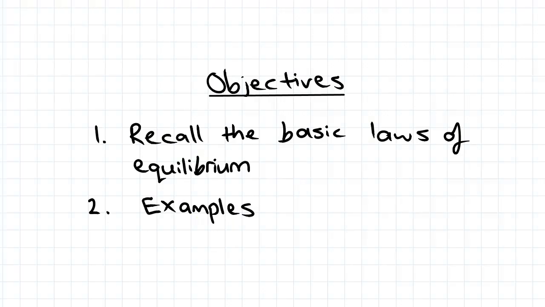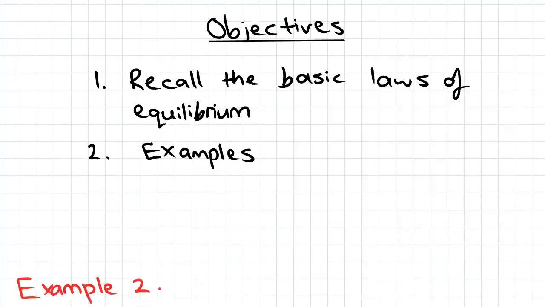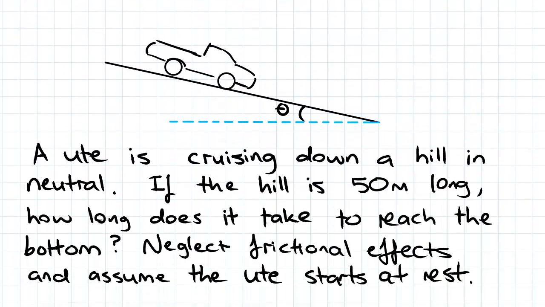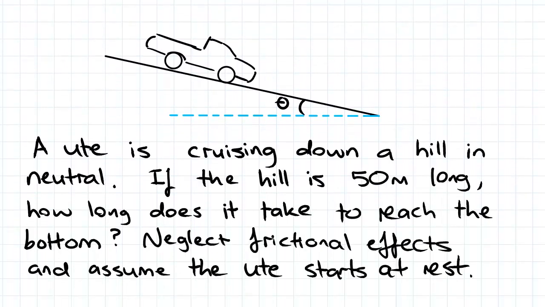We're continuing on from the previous video, looking at equilibrium and our second example. So here we've got a ute in neutral cruising down a hill. The hill is 50 meters long and we're asked to find how long it takes to reach the bottom. We're neglecting frictional effects and assuming the ute starts from rest, so initial velocity is equal to 0.